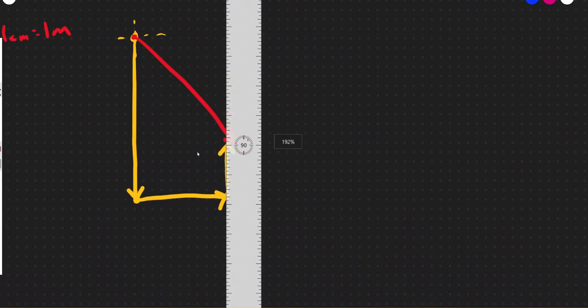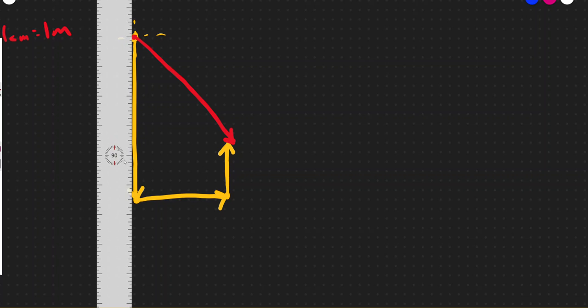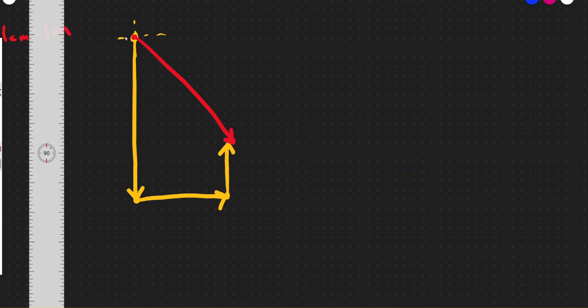Okay, so if this is 8, 1, 2, 3, 4, 5, 6, 7. Well, we can count dots too, I suppose. 1, 2, 3, 4, 5, 6, 7, 8, 9, 10, 11, 12, 13, 14, 15, 16, 17. We'll just say it's about 18 to make my life easy.